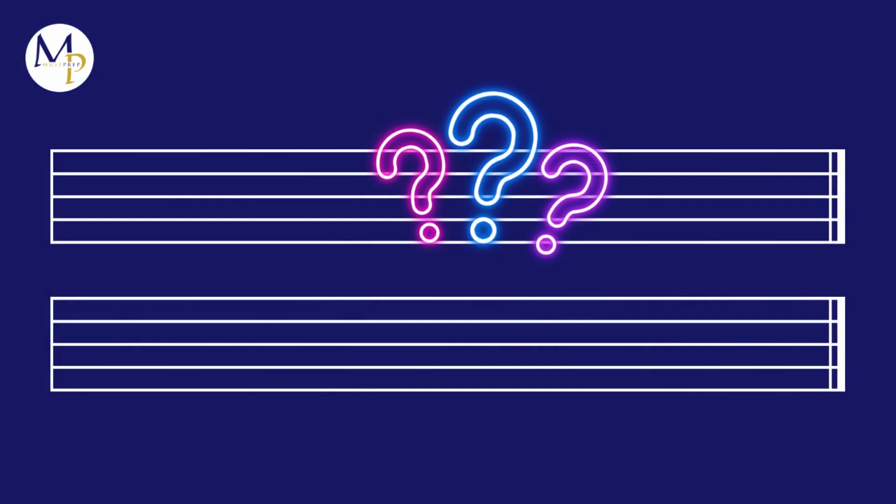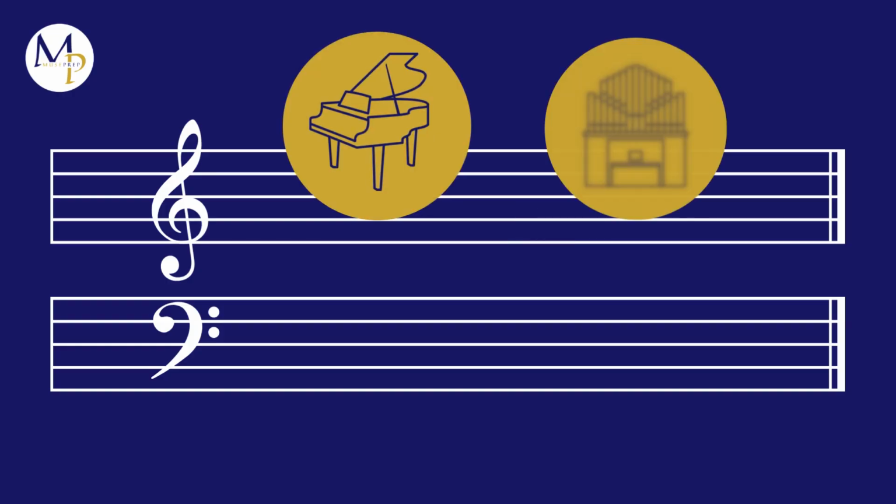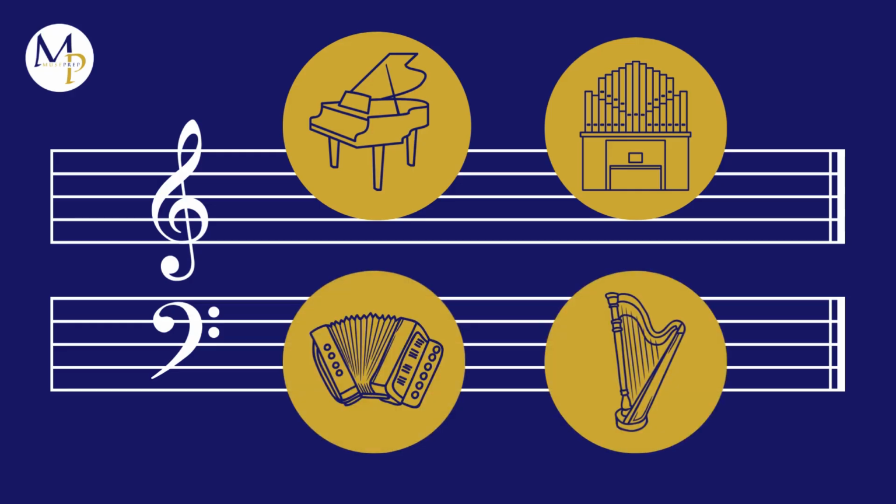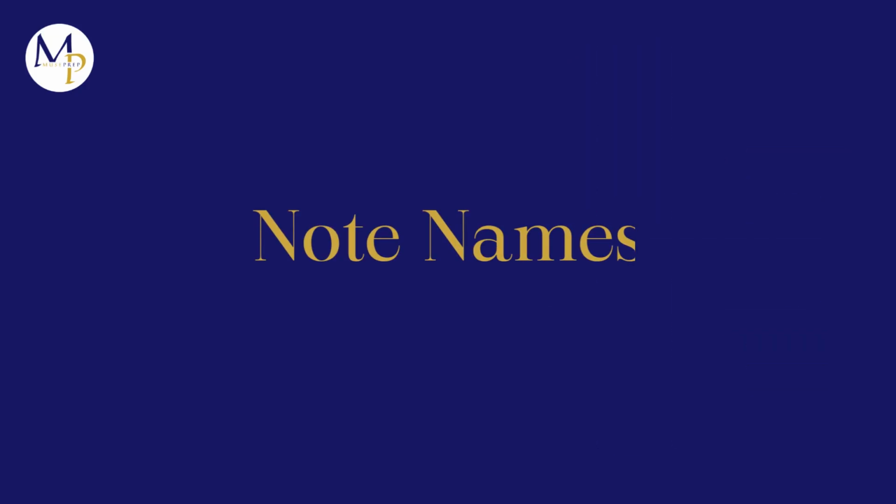Here's a quick quiz for you. Which instrument uses both the treble and bass clefs? Multiple answers are correct. You might first think of the piano, but also the organ, accordion, and harp use both clefs simultaneously. In this video, we continue our series with the names of the notes.